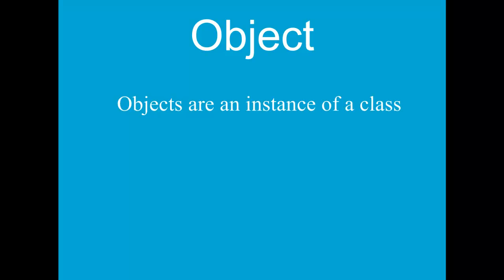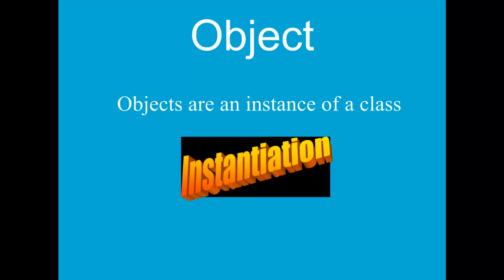Now what we're going to say is, once we've defined the class and we put that together, we want to create an object. What you have to keep in mind is that objects are an instance of a class, meaning that we're going to have the class, but we're going to create instances of it. The process of doing this is called instantiation. So instantiation means we're going to take a class and create objects from it.